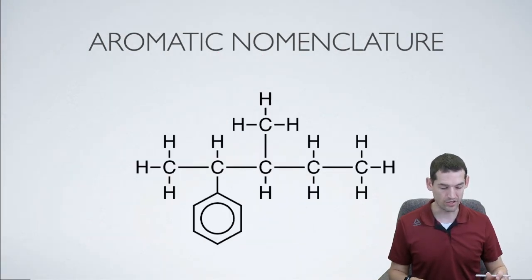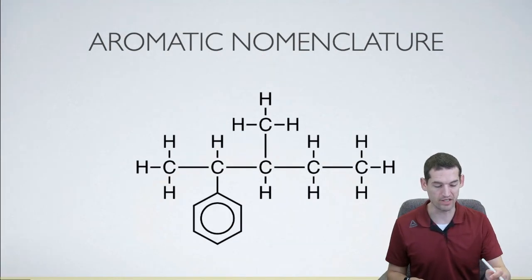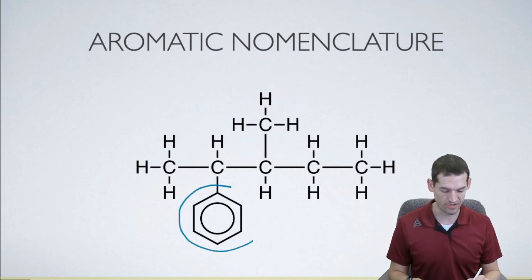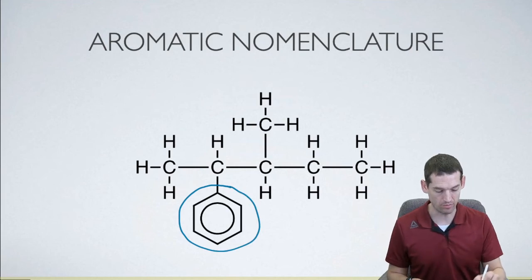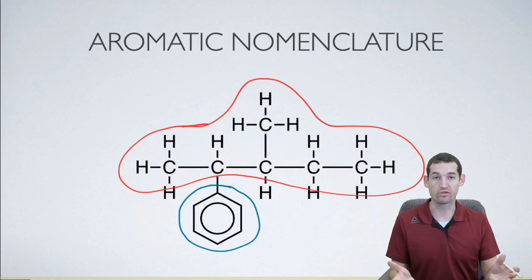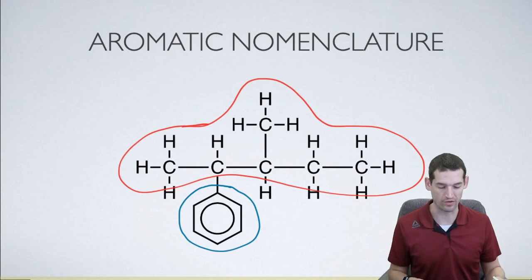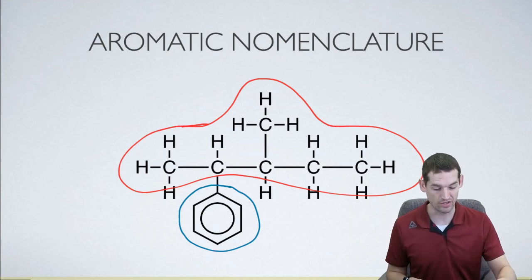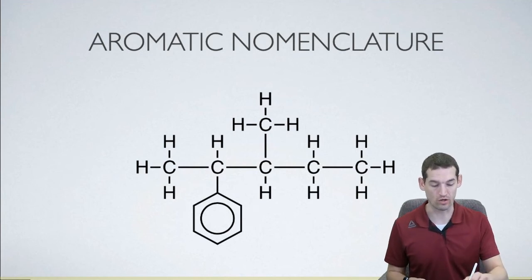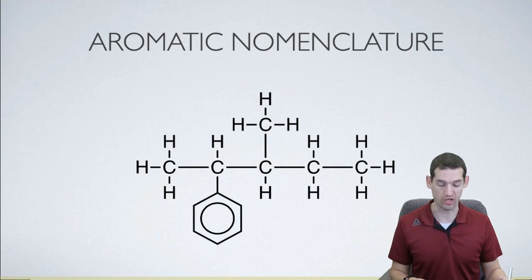Now, there are some cases like this one, though, where benzene can't be named as the parent. So let me show you. If this is the parent, look how complex this branch is. It branches in 2 different directions and then branches off again. There's no way for us to name that with the knowledge that we have right now. So in those cases, benzene is not the parent. We default back to our old rules of our parent being the longest carbon chain.